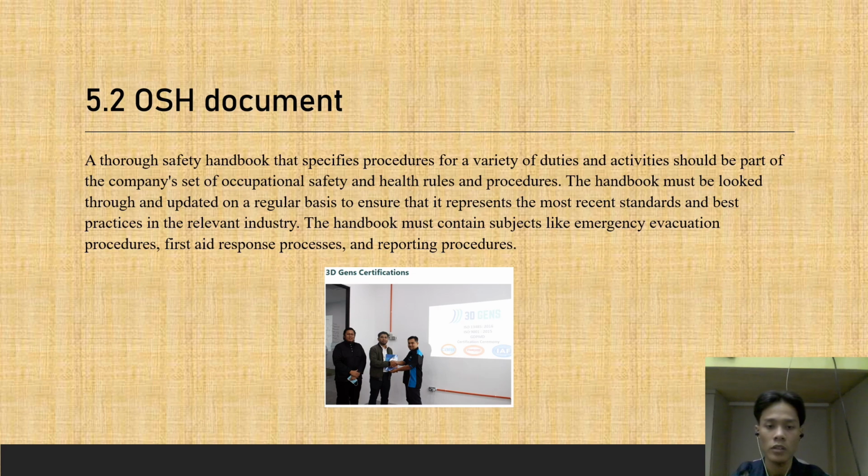The figure below is a qualification of 3D Gen certification of ISO 9001.